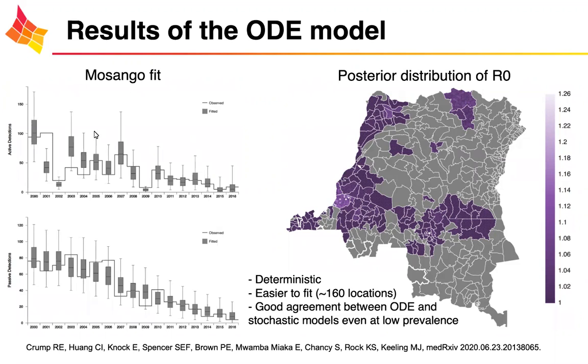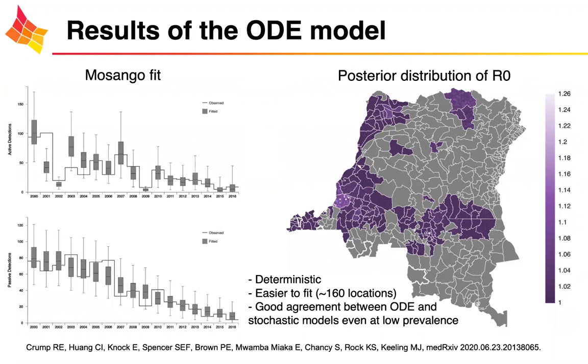Here you can see on the left side one example of the fit for a health zone called Mosango in DRC. The fits actually work very well, and it helps us to come up with a lot of information about the disease dynamics in different regions. For example, here you can see a distribution of reproduction ratio in different regions, color-coded, for the regions where data is available.